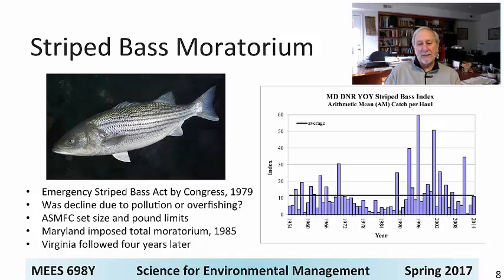And the question which this research had was, was this due to a decline in pollution? There was a great concern about aluminum coming off of runoff into streams in the spawning areas of the striped bass as being a problem.